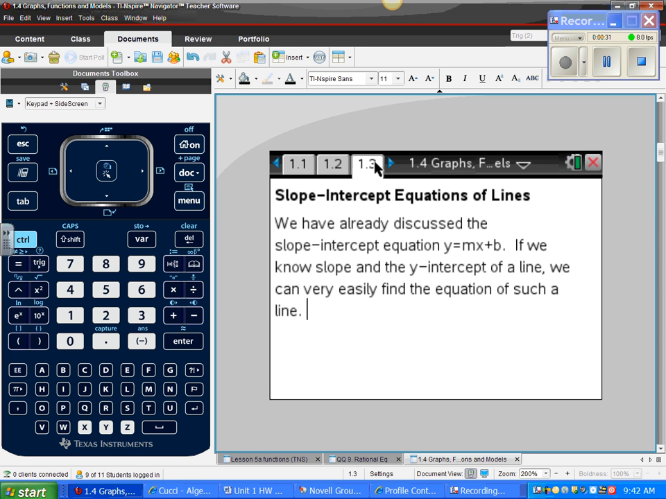All right, so we've already kind of talked about slope-intercept equations of lines. That's our y equals mx plus b. We know that the slope is represented by the constant m, and our y-intercept is represented by the term b. Okay, we can very easily find the equation of such lines. You guys have been doing y-intercepts since junior high.